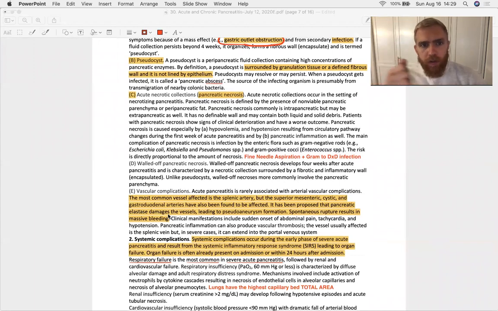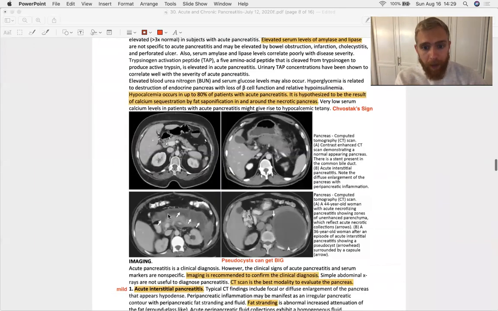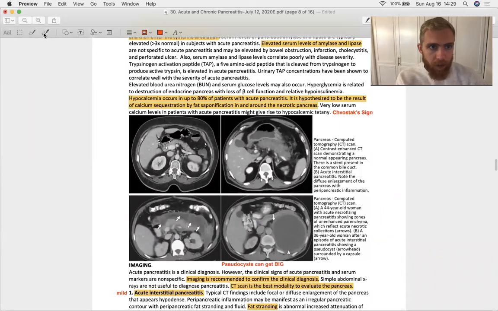So pseudocyst. What is a pseudocyst? Well, it's encapsulated. There's a good picture of it down here. Look at how big this thing can get. So these have to be drained very carefully because there's a high risk of infection. And notice it's got a well-circumscribed margin to it.